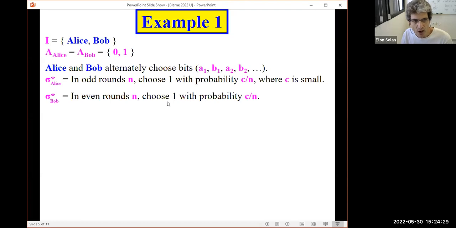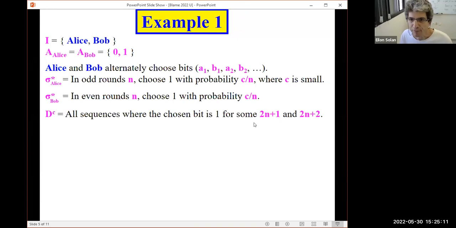So he chooses 1 in period 2n plus 1, with probability C divided by 2n plus 1. Okay. So you see that since the sum of 1 over n is infinity, each one is supposed to choose 1 infinitely often, yet the probability that they choose 1 in 2 adjacent stages is of the order of the sum of 1 over n squared, which is small. Okay, and since C is small, this probability that they choose 2 adjacent ones is small.